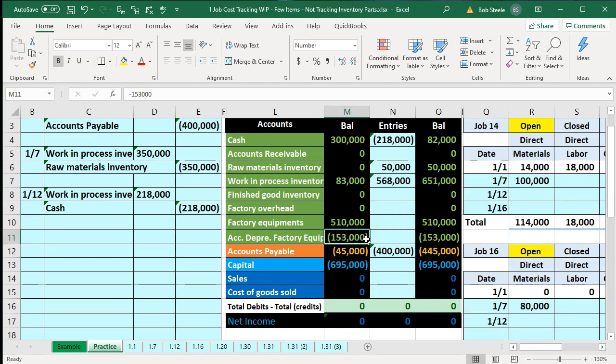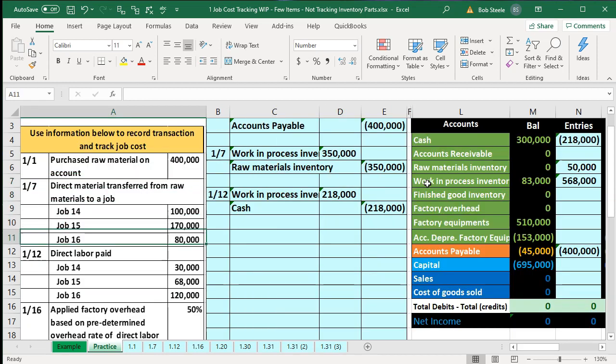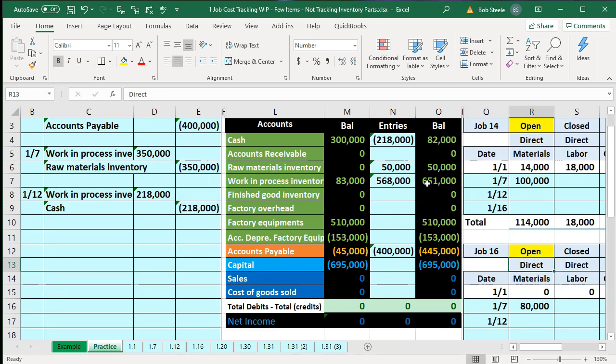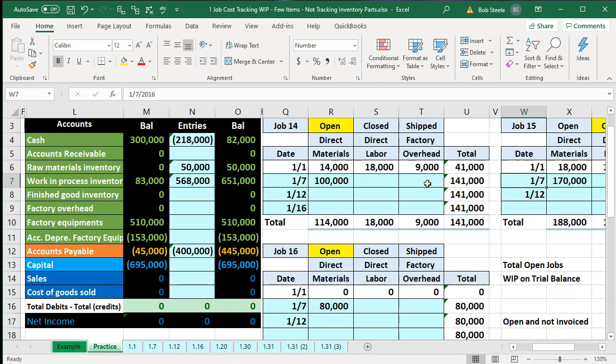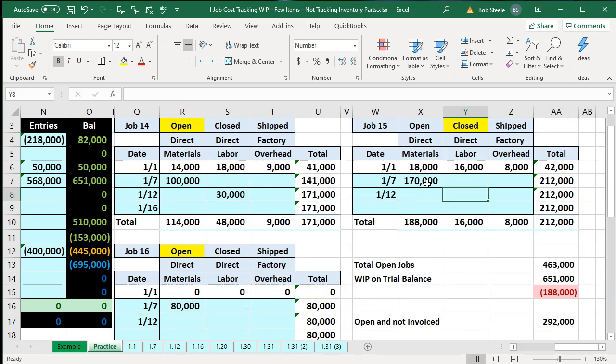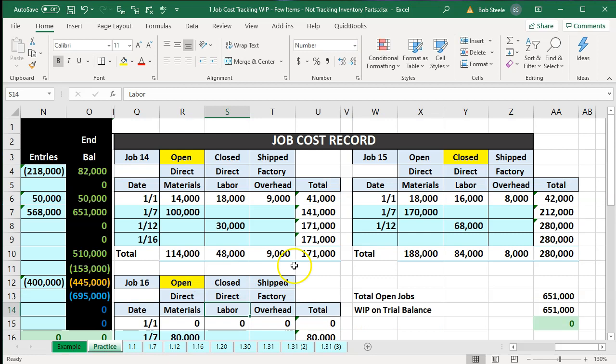We then need to go to the job. We've affected this account. Therefore, we need to do something to the job cost sheet. So 14, 15, and 16: 30,000, 68,000, and 120,000. So we got 30,000 for job 14, 68,000 for job 15, and then 120,000 for job 16. That's under the direct labor for job 16, job 15, job 14.